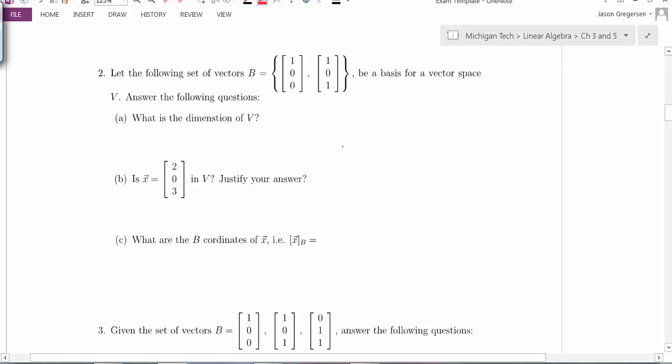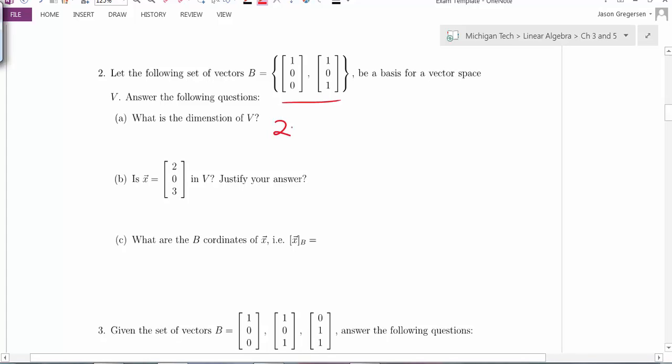All right, so question number 2. Let the following set of vectors be a basis for a vector space V. Then answer the following questions. Part A says, what is the dimension of V? Well, the dimension of a vector space is the number of vectors in its basis. So here I have a basis of 2 vectors. The dimension of V should be 2.